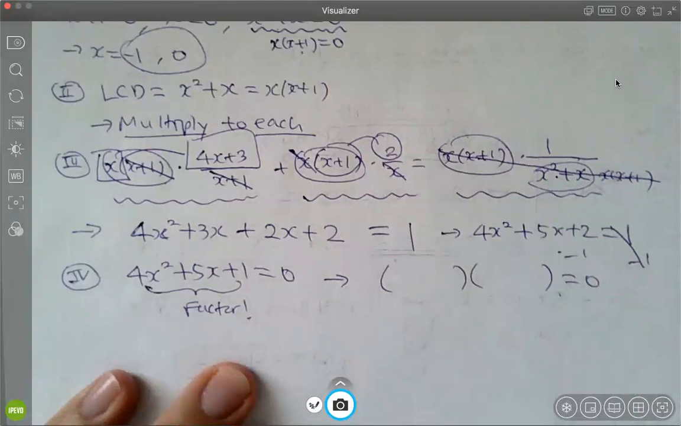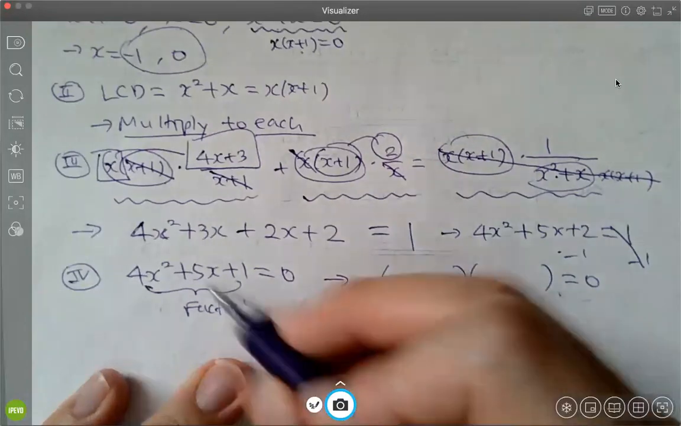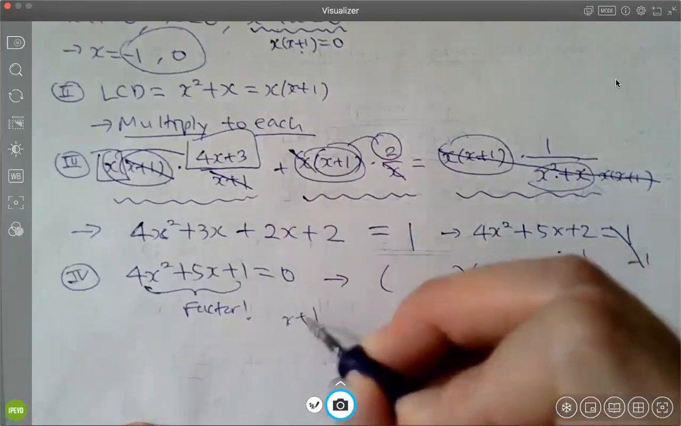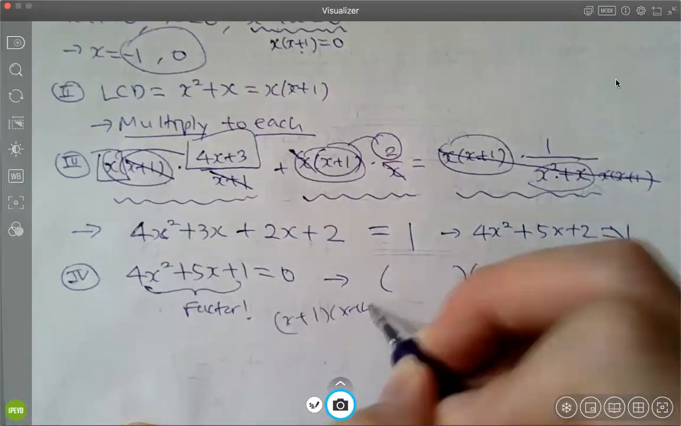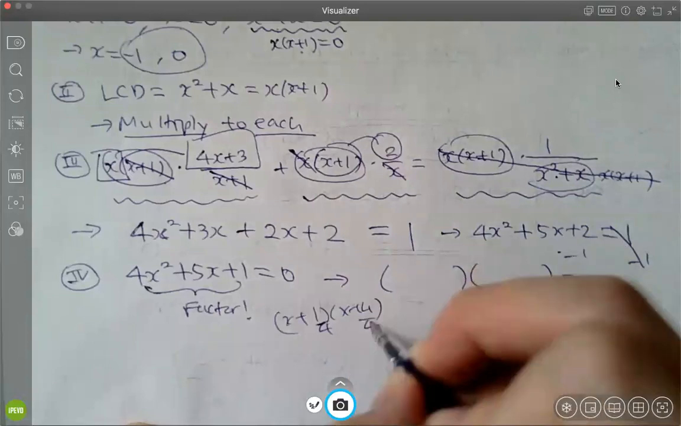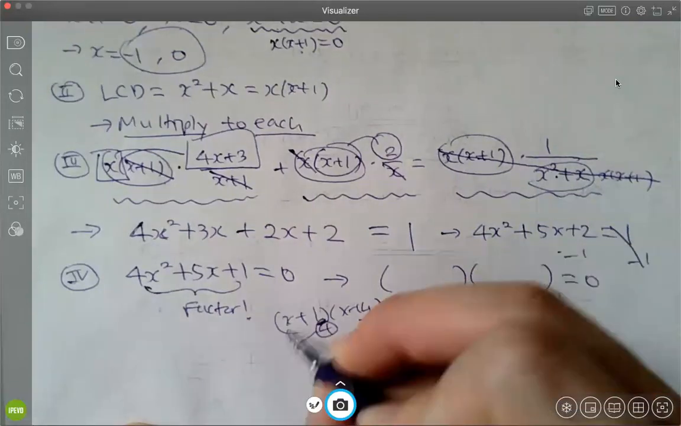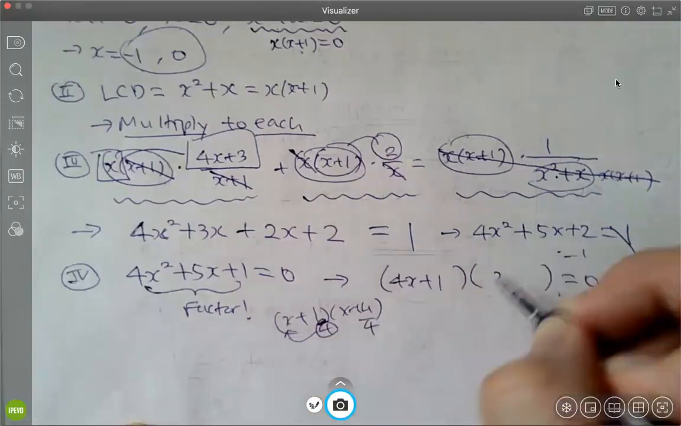Is it 4x plus 1 times x plus 1? X plus 1 times 4x plus 1, yes. Does everyone see that? Okay, so here the sum and the product is what? 5 and 4, right? So 1 and 4 are the two numbers. And then if you want to use Mustang, you divide 1 and 4 by 4, right? So you get 4x plus 1 and then x plus 1, yes.